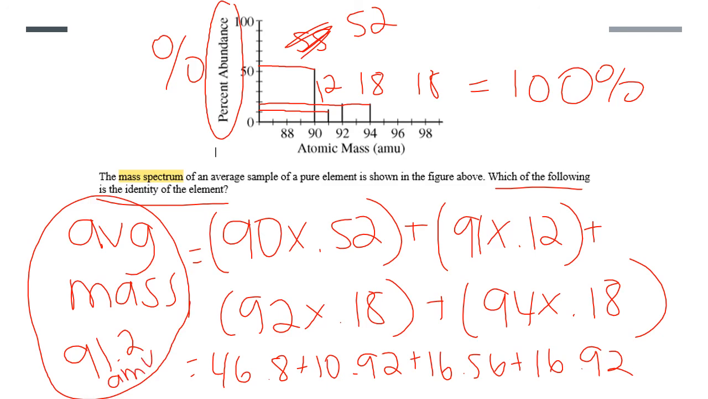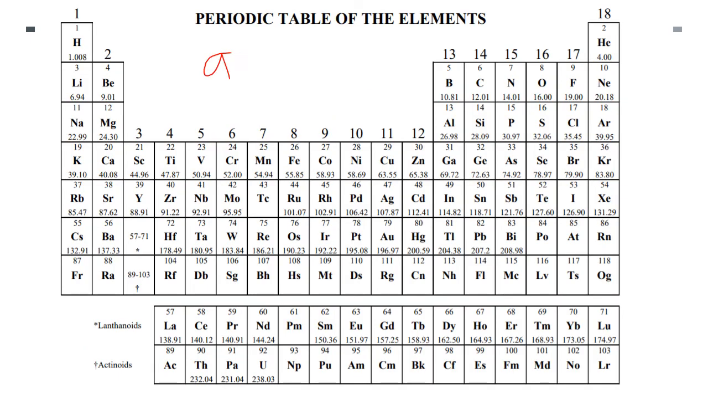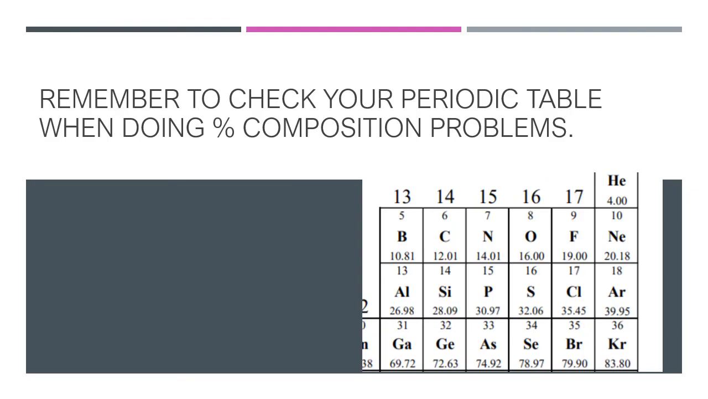And so we'll go to our periodic table. I'm looking for 91.2. Boom, right there. It is zirconium. And that's mass spectroscopy. Not super complicated. You just need to make sure that you're reading your graph. Don't let your percents go over 100. And do your average atomic mass calculations. They really are not that tricky in trying to mess you up.